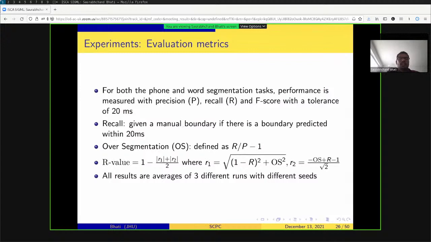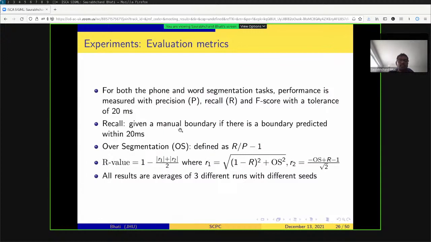And if there is, then you count that as a match. And if not, then you count it as a mismatch. And precision is defined the other way around. Given a predicted boundary, you check if there's a manual boundary within 20 milliseconds or not. And F-score is essentially the harmonic mean of recall and precision. It ensures that you're not predicting a lot of boundaries or very few boundaries to game the system.